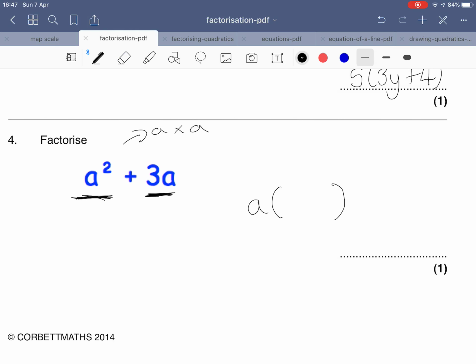So a times what gives me a squared? Well, a squared is a times a, so we're going to need that a in there. And then a times what here gives me 3a, so I'm going to need that 3, and because I've got a plus, I'm going to put plus. So this one factorizes to a(a + 3), so you can have letters on the outside as well.